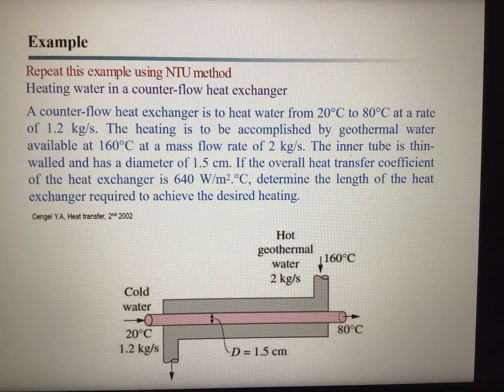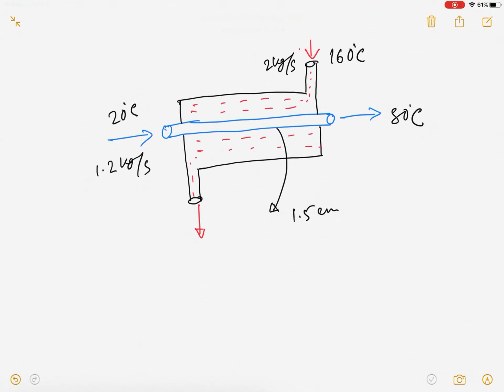So let's start with the solution. I'm not reading the question because if you already solved the first question, then you already know it. So we need to calculate the length of the pipe of the heat exchanger to achieve the desired heating. So that's our ultimate target. We will calculate the length. So everything is the same, all parameters the same. We'll only calculate the length by using a different method instead of the log mean temperature difference method. So here you can see the values.